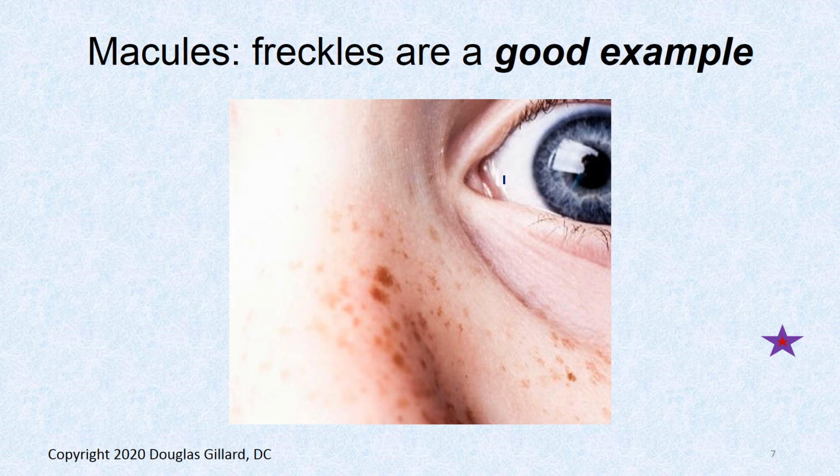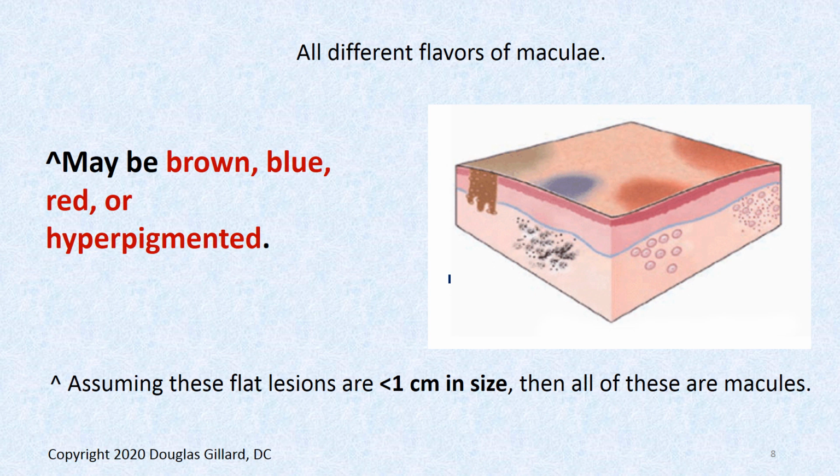It's the macule. What are some examples of macules? Freckles are great examples of macules. They're less than a centimeter, or less than 10 millimeters in size, and they are flat. Macules can be different colors. They could be brown, they could be blue, they could be red, they could be hyperpigmented, or another way to say that is variegated. I won't spell it out any further. I'll show you that in a second.